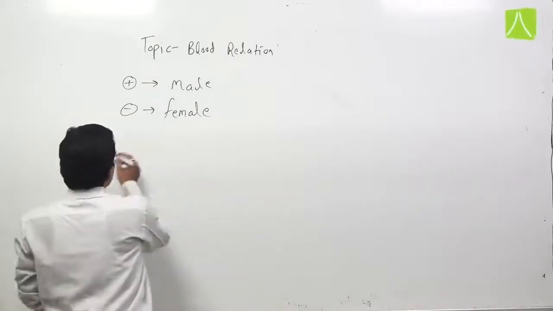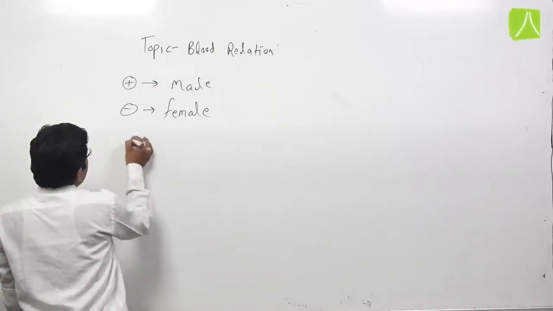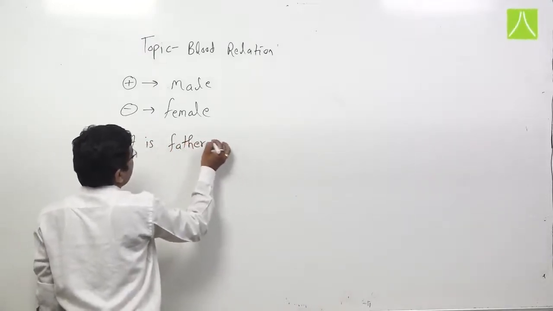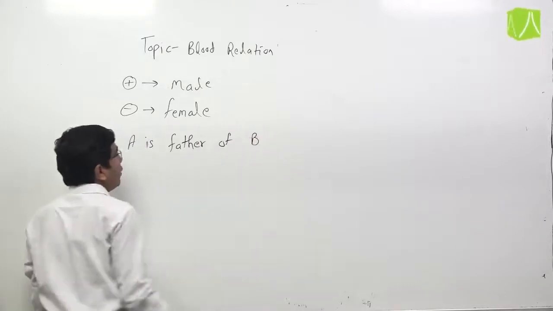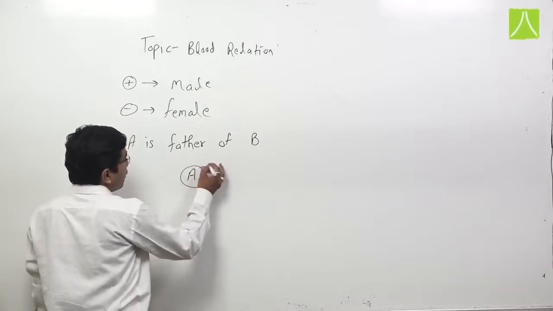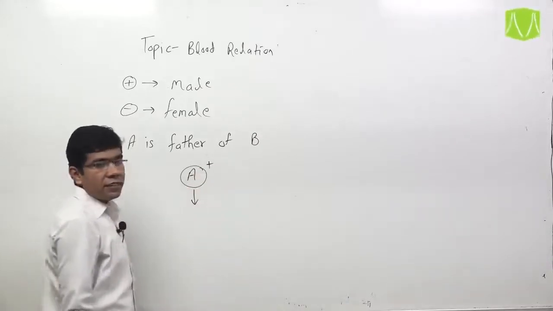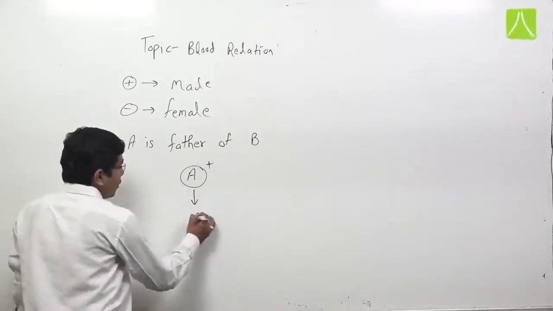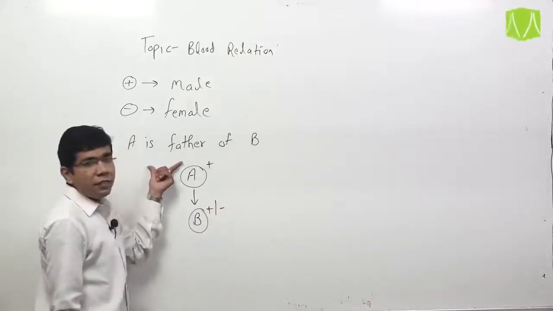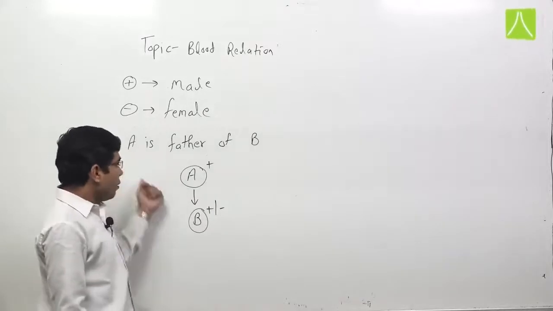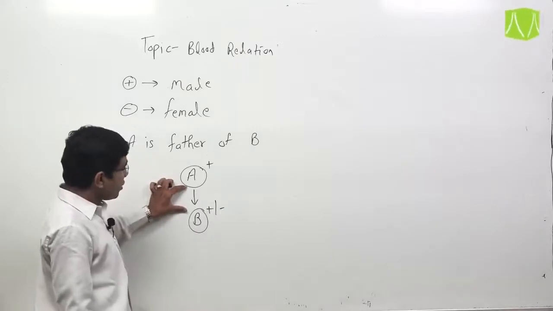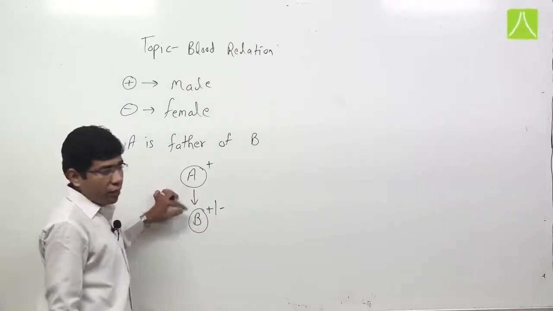Suppose the statement is A is father of B. A is father of B means A is the father, so the gender of A is clear: male. Now the gender of B is not clear from this statement. B is either son or daughter of A. But the one generation gap is denoted by one downward arrow.